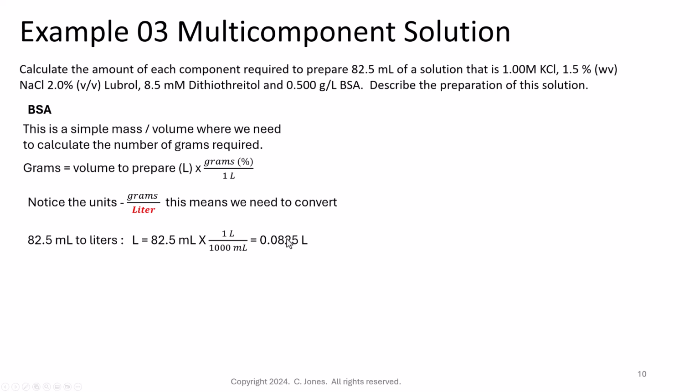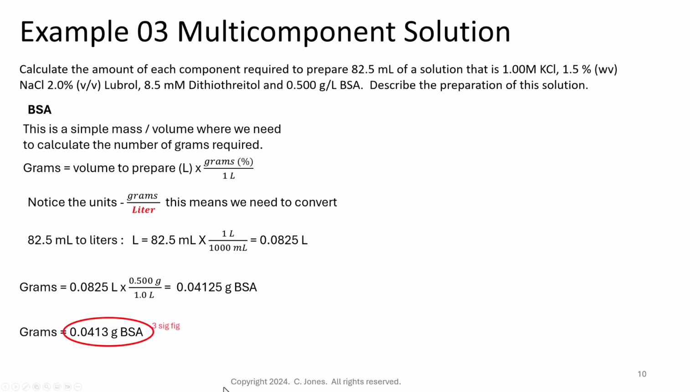But notice all the way through, even though I've done the same conversion over and over again, I'm just making sure that I follow the pattern so that it sticks in my mind about how to solve these problems. So now we have the volume that we need. We're going to plug it into the equation, and this is 0.04125 grams of BSA. Right? If we look at this, 0.0500 grams per liter is three significant figures. There's three significant figures in the volume, so our final answer must have three significant figures.